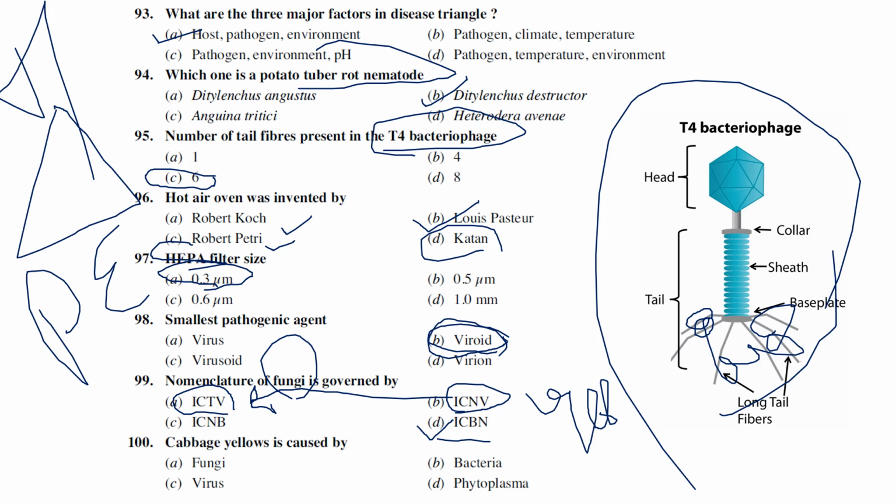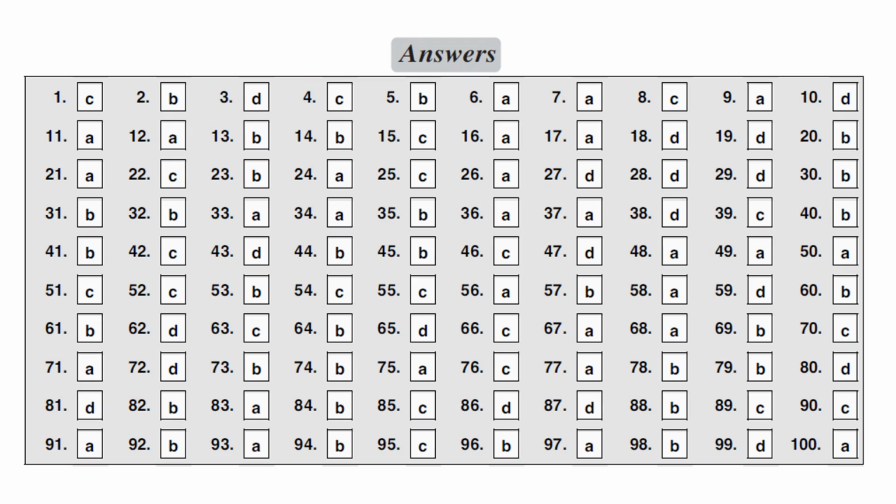Cabbage yellows is caused by, generally, phytoplasma? No. Cabbage yellows is caused by a fungal disease. Aster yellows and those others are caused by phytoplasma. But when it comes to cabbage yellows, it is caused by fungi only. So these are all the answers for reference.